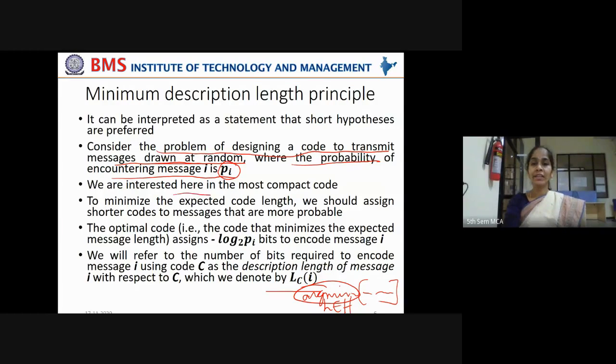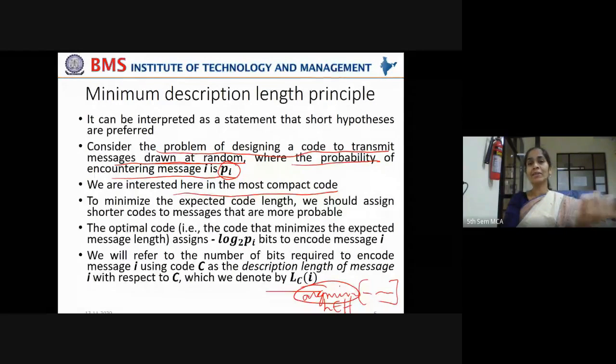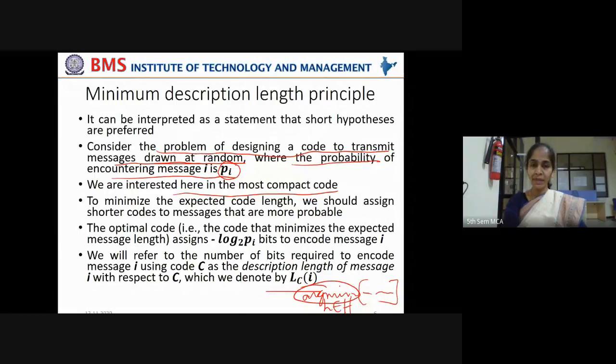Now we are interested here in the most compact code. As I said, that will be cost effective. Why? Because rather than transmitting large codes, it is cost effective to transmit smaller codes, right? So in this case, we are only interested in the most compact. Compact means smaller, less lengthy codes. Now, to reduce the expected code length, we should assign shorter codes to messages that are more probable.